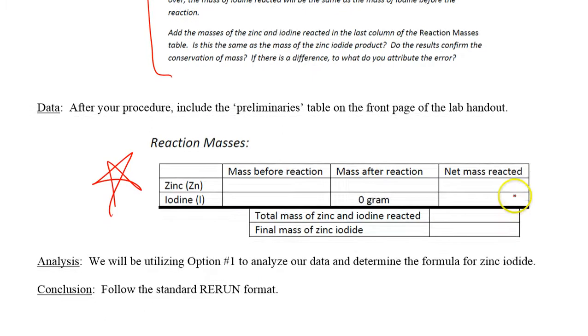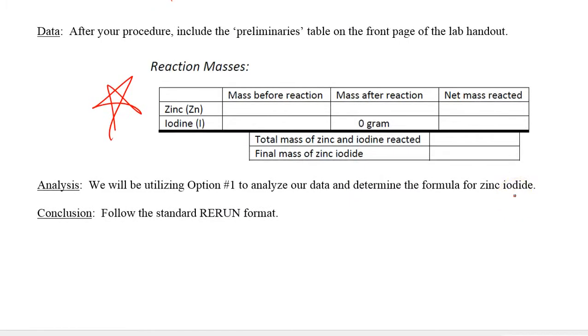And then after we complete the lab, there are 2 different options to analyze your data and determine the formula for zinc iodide. We will be using option number 1, and after that analysis portion, which is technically your calculations, then you will have a conclusion section, and that would be the remainder of the lab.